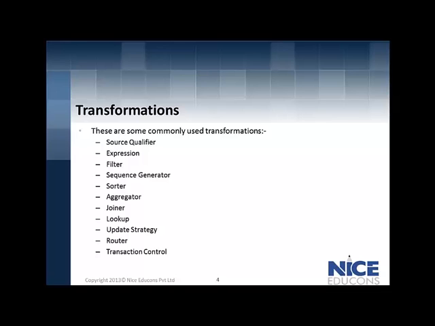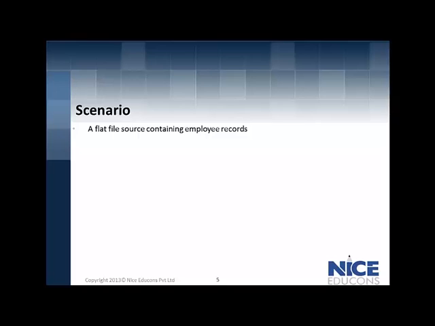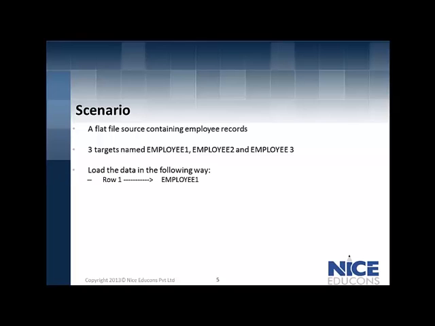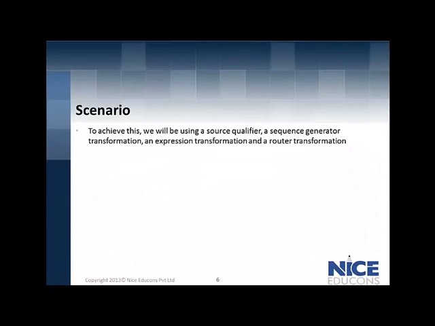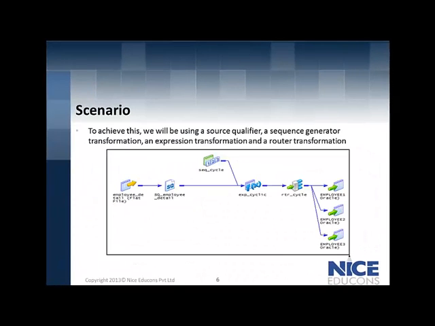Out of these, we will be using the source qualifier, the expression, sequence generator, and the router transformation to achieve the following scenario. We have a flat file source containing employee records, which needs to be loaded in employee 1, 2, and 3 in such a way that the first row of data is loaded in employee 1, the second row in employee 2, third in employee 3, fourth in employee 1, fifth in employee 2, and so on. Let us see how, with the help of mappings and transformations, we can meet our requirement.